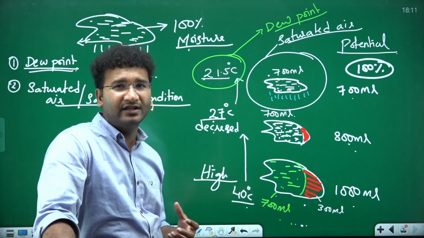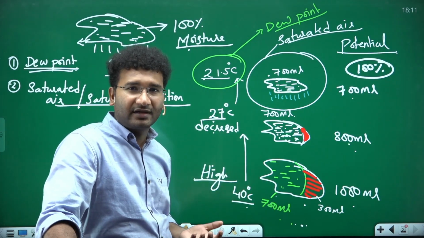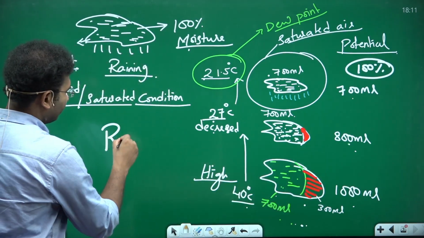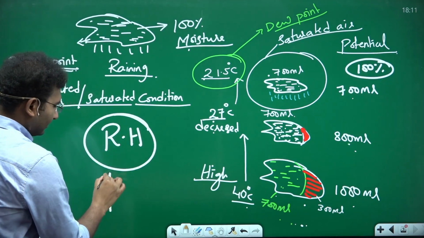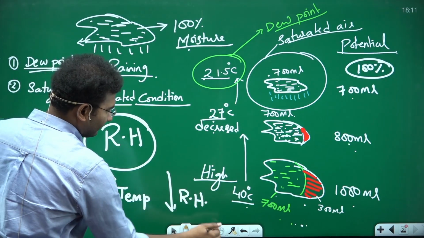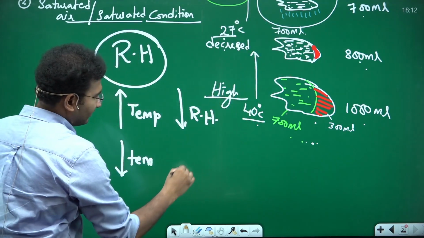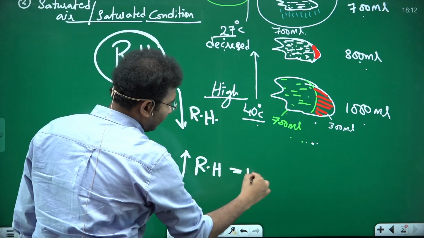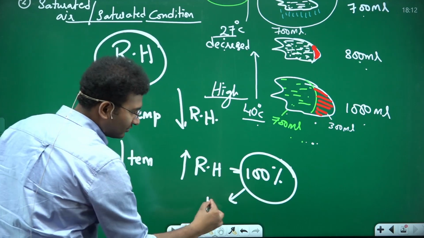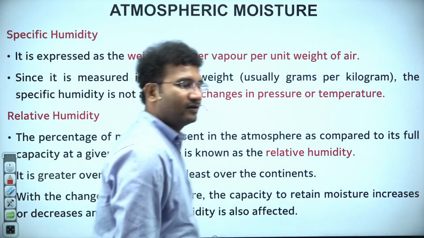Can I say that relative humidity is the percentage calculated relative to its fullest potential carrying capacity? Yes. This is the concept of relative humidity. With an increase in temperature, the relative humidity decreases. With a decrease in temperature, the relative humidity increases. And at 100% relative humidity, the temperature at which this 100% is attained is called the dew point, right? So this is what you need to know about this particular entity.